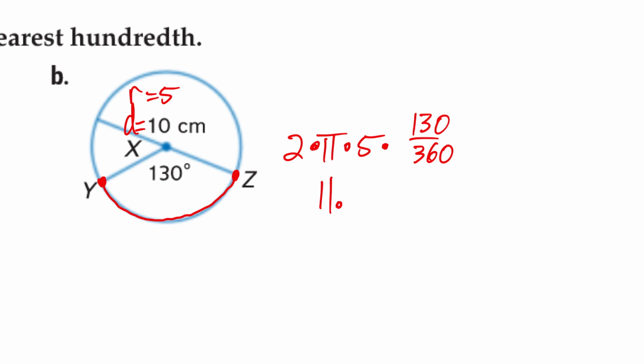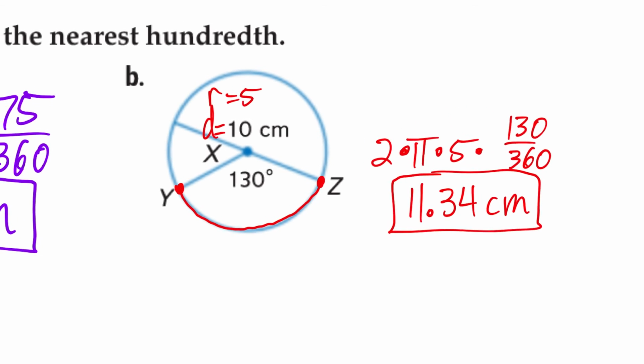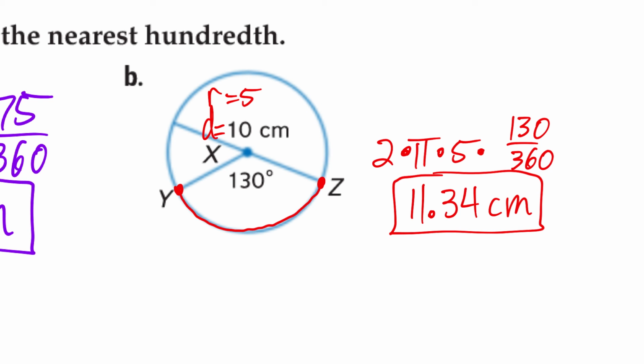11.34. Okay, 11.34, is that what you said? Yes. Yep, that's what it is. So again, what that means is if this were to scale, if the diameter was 10 and this angle was 130, it would be 11.34 inches around this part of the circle from here to here.